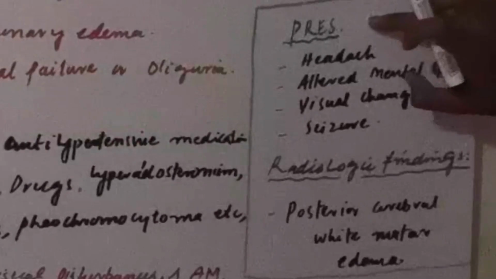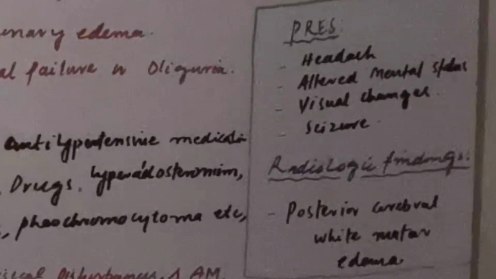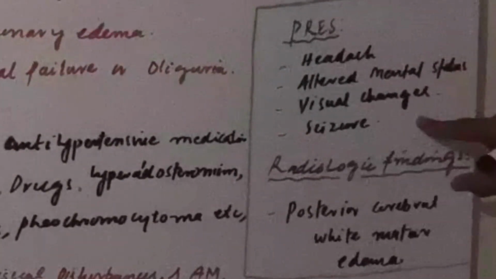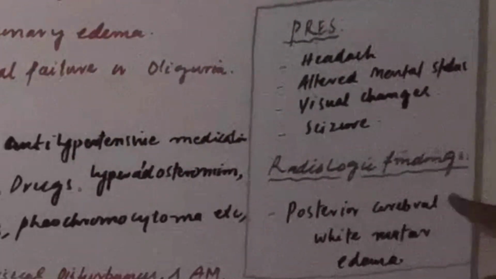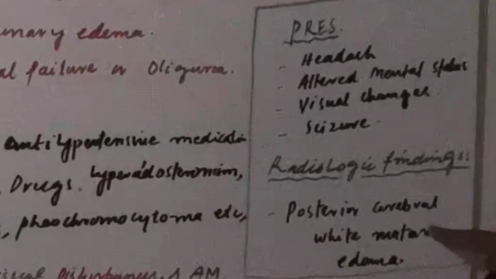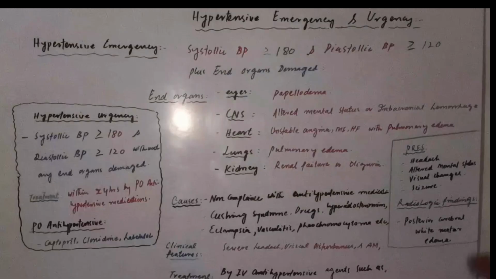Now what is the radiologic finding of the PRES? As I have already said, there is the extravasation of fluid from the cerebral vessel into the brain matter. So on the MRI, I will find the posterior cerebral white matter edema. So this was all about hypertensive emergency and urgency.